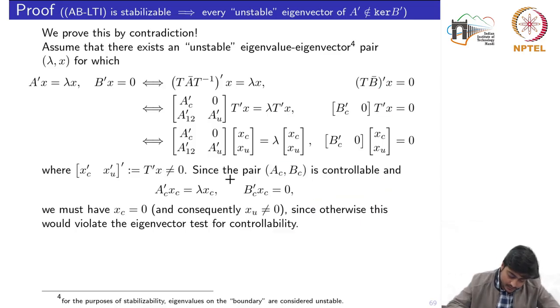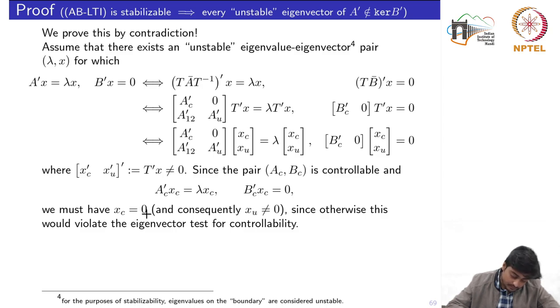So moving forward, since we know that the pair AC-BC is controllable already, it means that there is an eigenvector xc which satisfies these two equations. And xc should be 0 only, because it cannot satisfy both these equations. For this eigenvalue, if we have this xc, BC transpose xc should not be equal to 0. Right? And if there is some xc satisfying these equations, it must be 0. Okay, so xc we have 0.